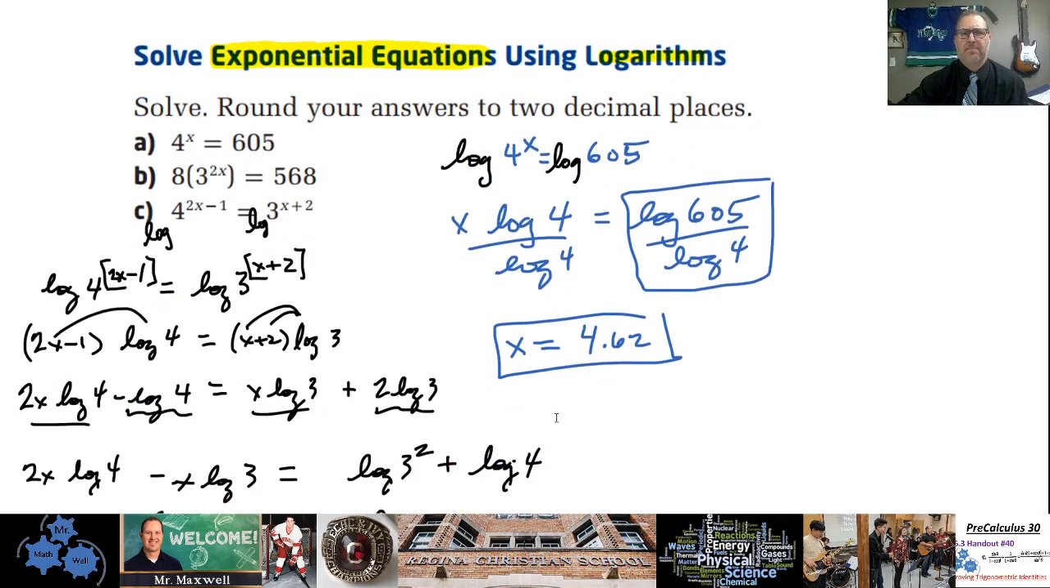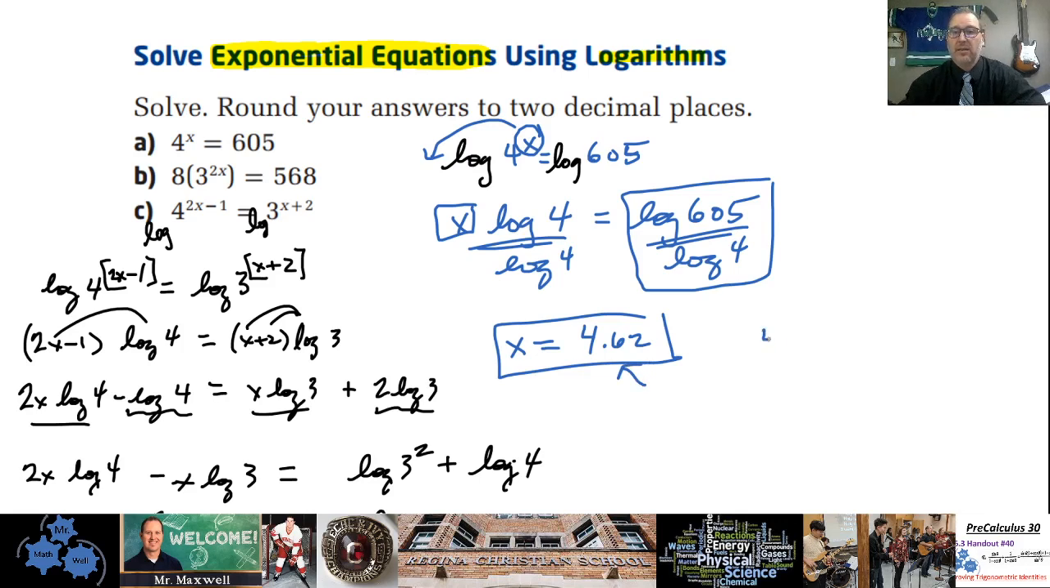All right, here we go. Here's a case where we have an exponential and we're asked to solve, but 605 is not a power of 4. Cannot be written as a power of 4. So here's where logarithms come in handy. So if I have 4 to the x equals 605, I take the logarithm of both sides. Once I do that, I can use this power rule to get the x out of that exponent position, which is super, super important. Now I just divide both sides by log of 4, and log of 605 divided by log of 4 gives me a value of 4.62.